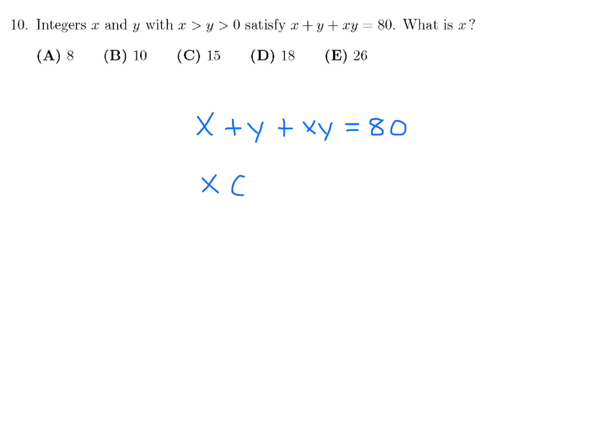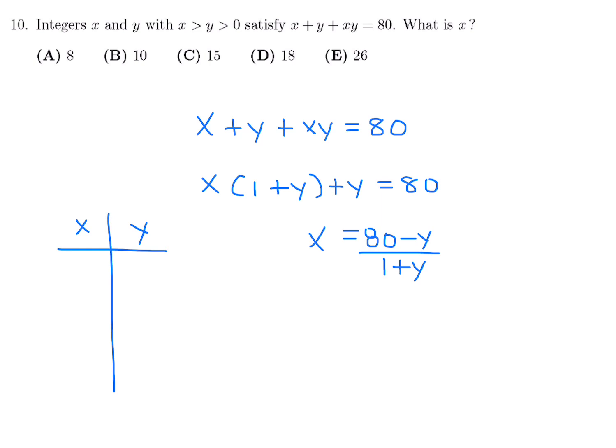But I can do a little bit of factoring. Let's see here. Maybe I can make this look a little bit better. So (80 minus y) divided by (1 plus y) is x. Okay, let's see what happens. Let's make a table here, x and y. So when y is 1, I'll get 79 over 2, and that's not going to be an integer. When y is 2, I'll get 78 over 3, which is 26. I pretty quickly figured that out. Oh, I guess it wasn't meant to be difficult. That's it. x is 26. So number 10, the answer is E.